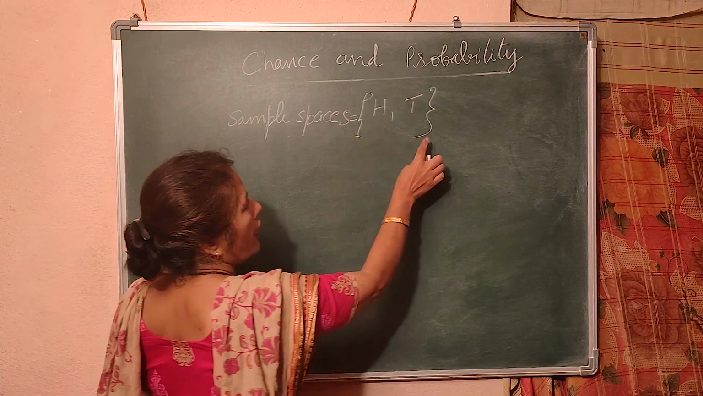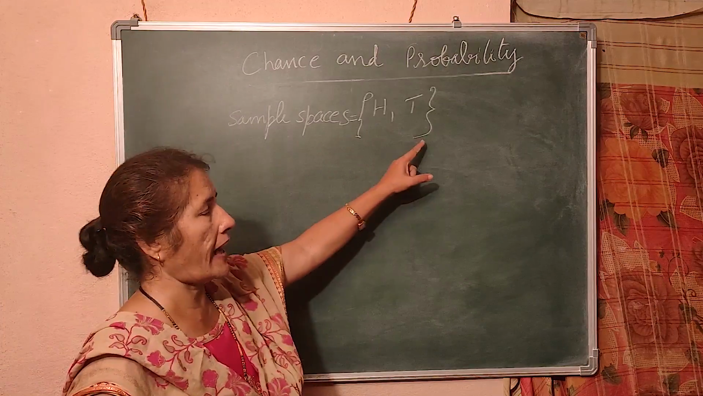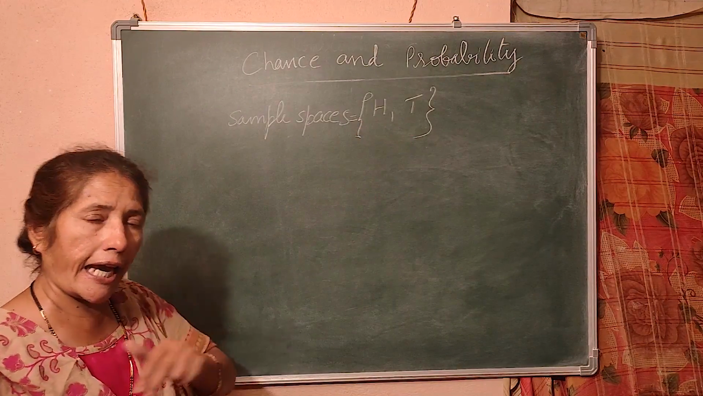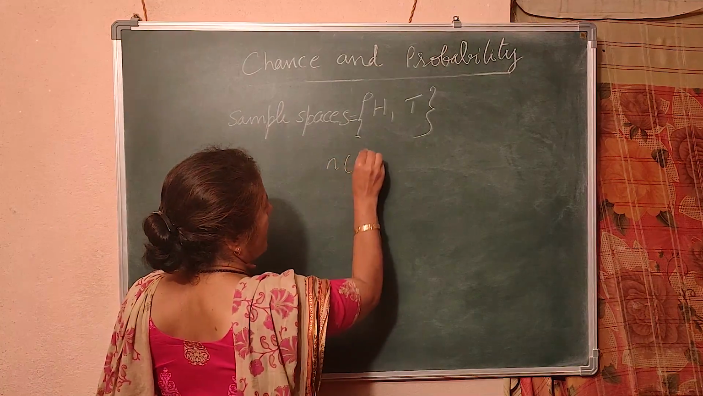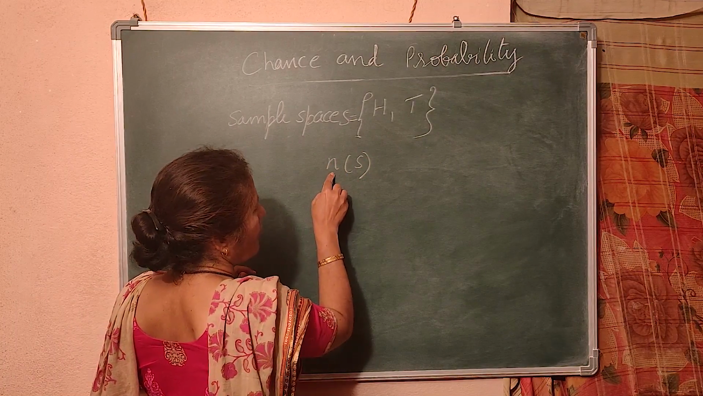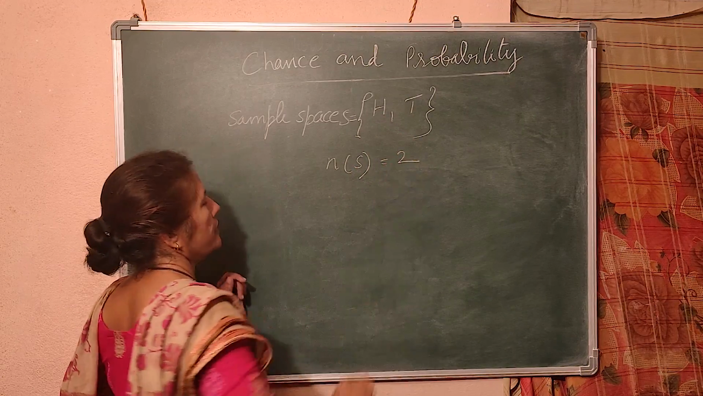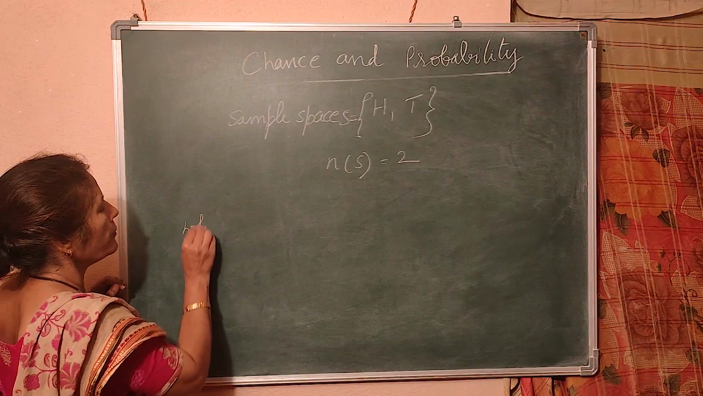And what is the meaning of putting the bracket? This is called a flower bracket. That means it is a set of two elements, head or tail. So I write N of S. N of S means number of elements in S. 1, 2, so N of S is equal to 2. Understand?